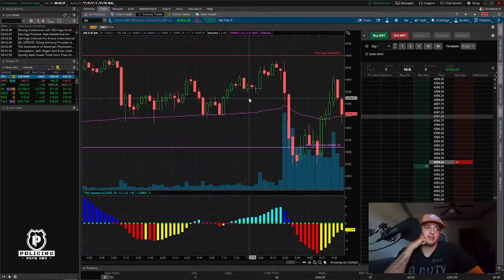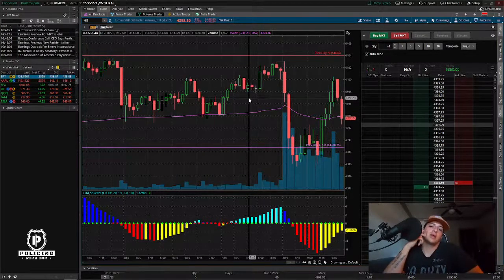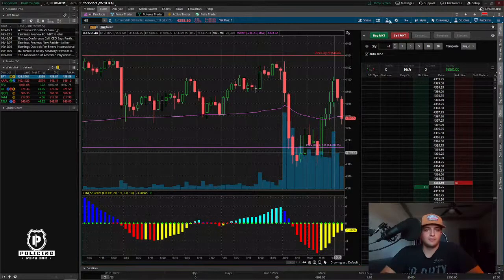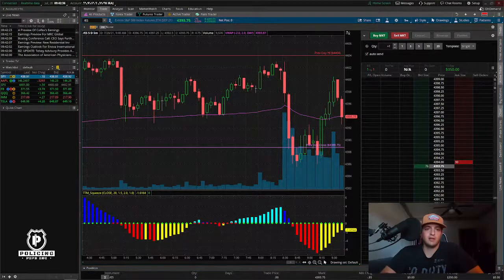If you look to re-enter again, you can re-enter if you did get stopped out. You got to look for it to hold above the VWAP. That volume weighted average price, a lot of these guys use that.